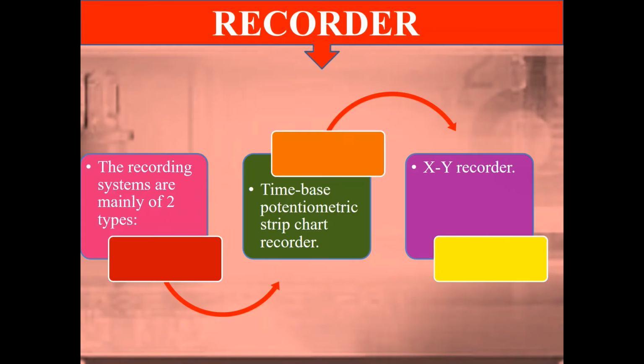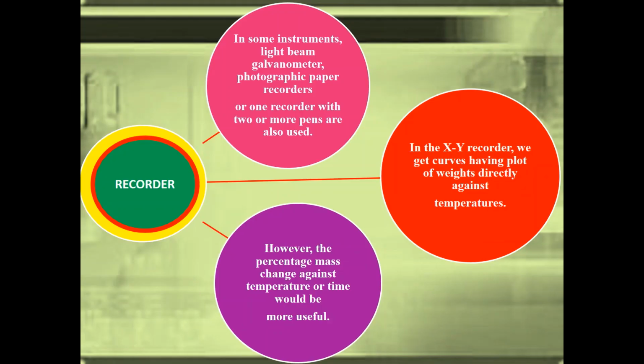Recorder. The recording systems are mainly of two types: time-based potentiometric strip chart recorder and XY recorder. In some instruments, light beam galvanometer, photographic paper recorders, or one recorder with two or more pens are also used. However, the percentage mass change against temperature or time would be more useful. In the XY recorder, we get curves having a plot of weight directly against temperature.